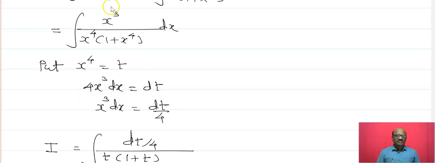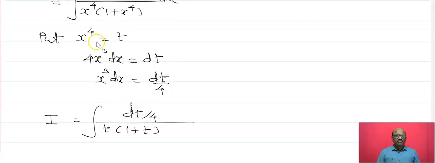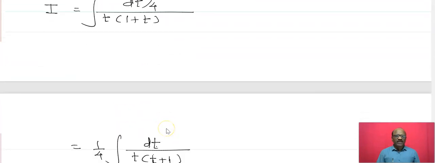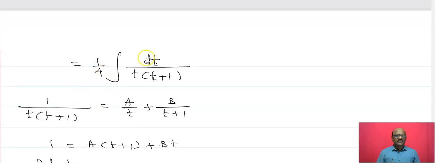But what is the numerator? The numerator is x raised to 3 into dx. Therefore x raised to 3 into dx is equal to dt by 4, and replace here again, x raised to 3 into dx is replaced by dt upon 4, and x raised to 4 means t, so 1 plus x raised to 4 is 1 plus t. Take 1 by 4 as common and in bracket you will get dt upon t plus dt upon (t plus 1). Now here we will apply partial fractions.